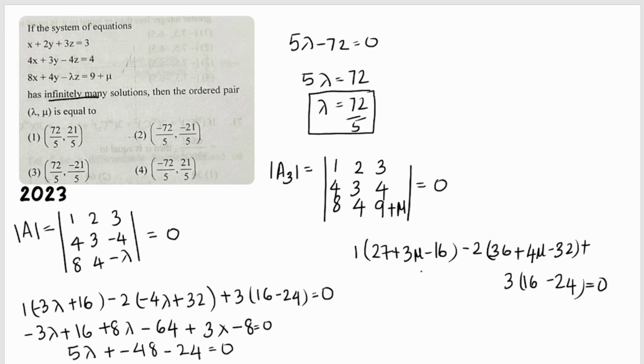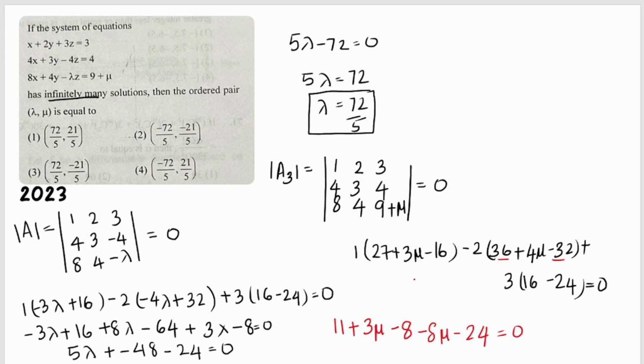So 27 minus 16 will have 11 plus 3 nu. Then 36 minus 32 will have 4. Minus 2 into 4 is minus 8. Plus, minus 2 into 4 is minus 8 nu. Then you have 3 into minus 8. 16 minus 24 is minus 8. 3 into minus 8 is minus 24, equals 0.